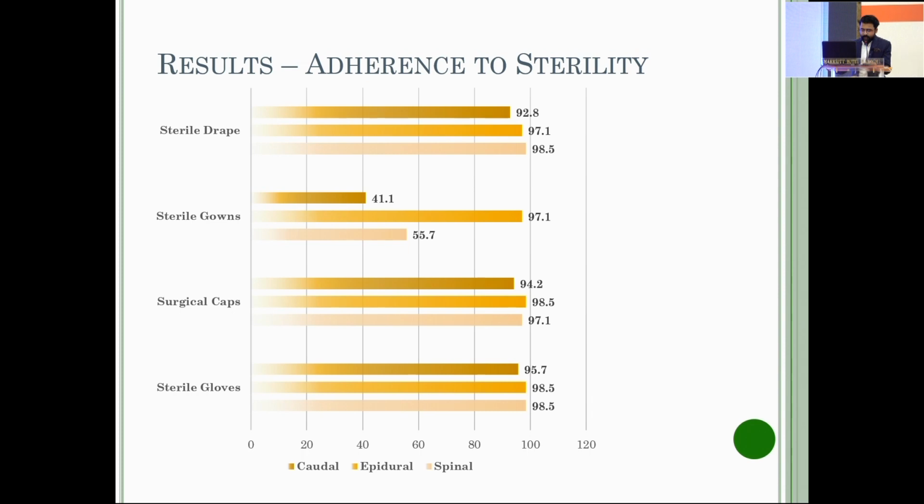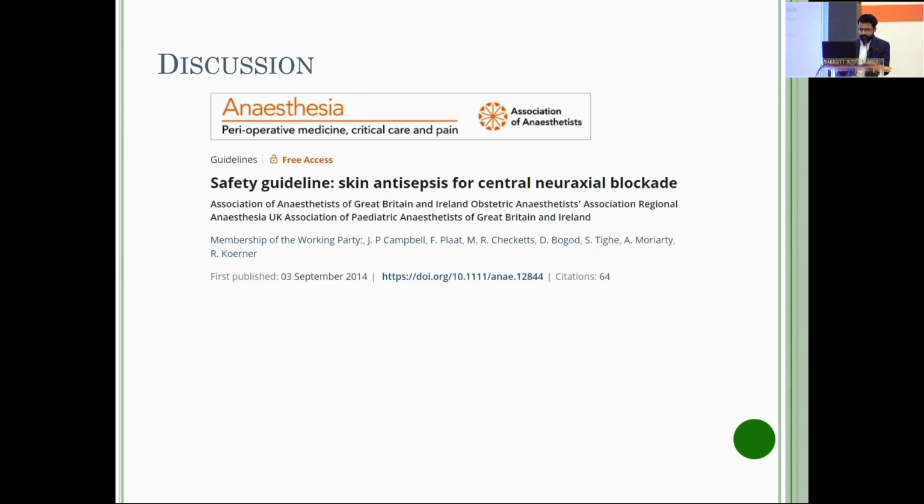Interestingly, 2% reported burns from chlorhexidine, after which an alternative was introduced in their practice. With adherence to sterility, 98% used face masks in all procedures. Sterile gowns were used in 97% of epidurals. However, a deficiency was noted in spinals, where only 55% were using a sterile gown, while 41% were using one for caudals. A deficiency was also noted in caudals, with sterile gloving at 95%, drapes at 93%, while surgical caps were being worn in only 94% of the cases.